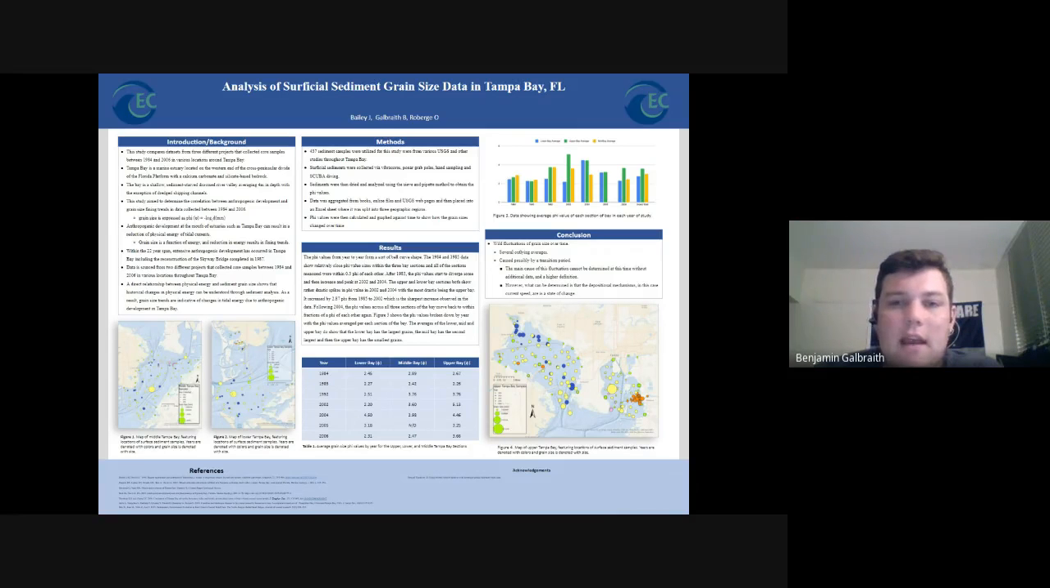And then after that, we averaged the phi values, calculated them, and graphed them against time to show how the grain sizes change year to year. So some of the results, as you can see in table 1 and figure 3, show that over time the data formed sort of a bell curve shape.